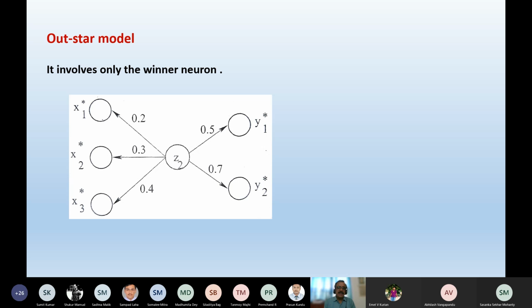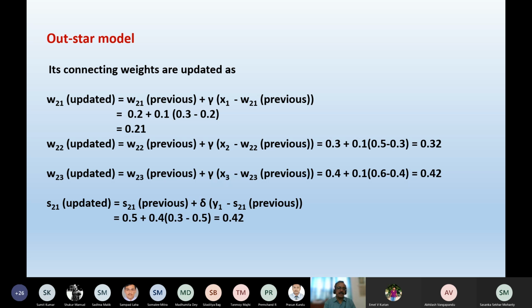Now we have already seen that we have got only one winner hidden neuron, that is nothing but Z2. From this winner hidden neuron, I'll be getting connections to X star and Y star, and these are all initial values of the connecting weights generated at random using the random number generator. Now we'll have to update using the Grossberg learning.